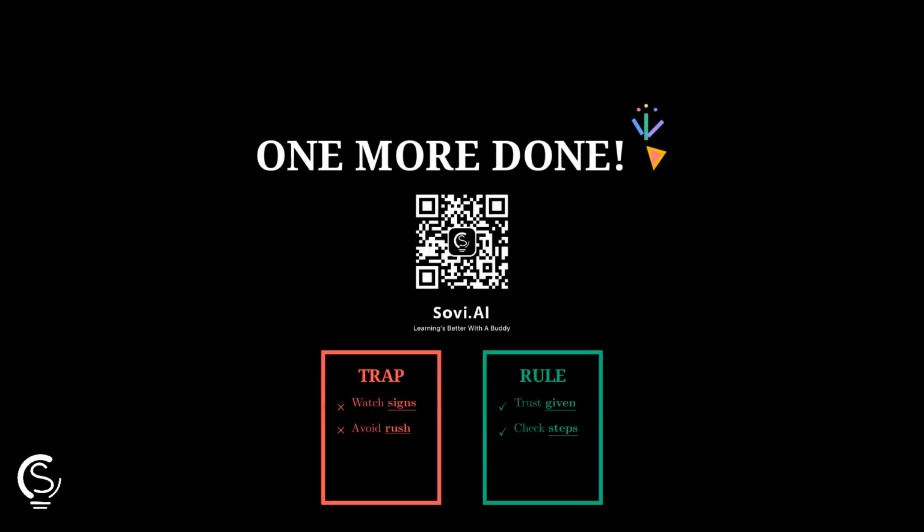The trap is sign mistakes from rushing. Trust the given bond energies and check each subtraction step carefully.